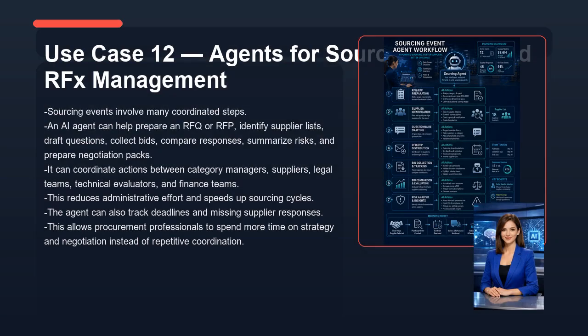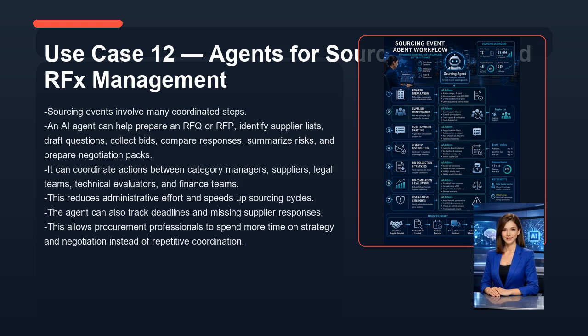Now let's look at use case 12, agents for sourcing event and RFX management. Sourcing events involve many coordinated steps. An AI agent can help prepare an RFQ or RFP, identify supplier lists, draft questions, collect bids, compare responses, summarize risks, and prepare negotiation packs.